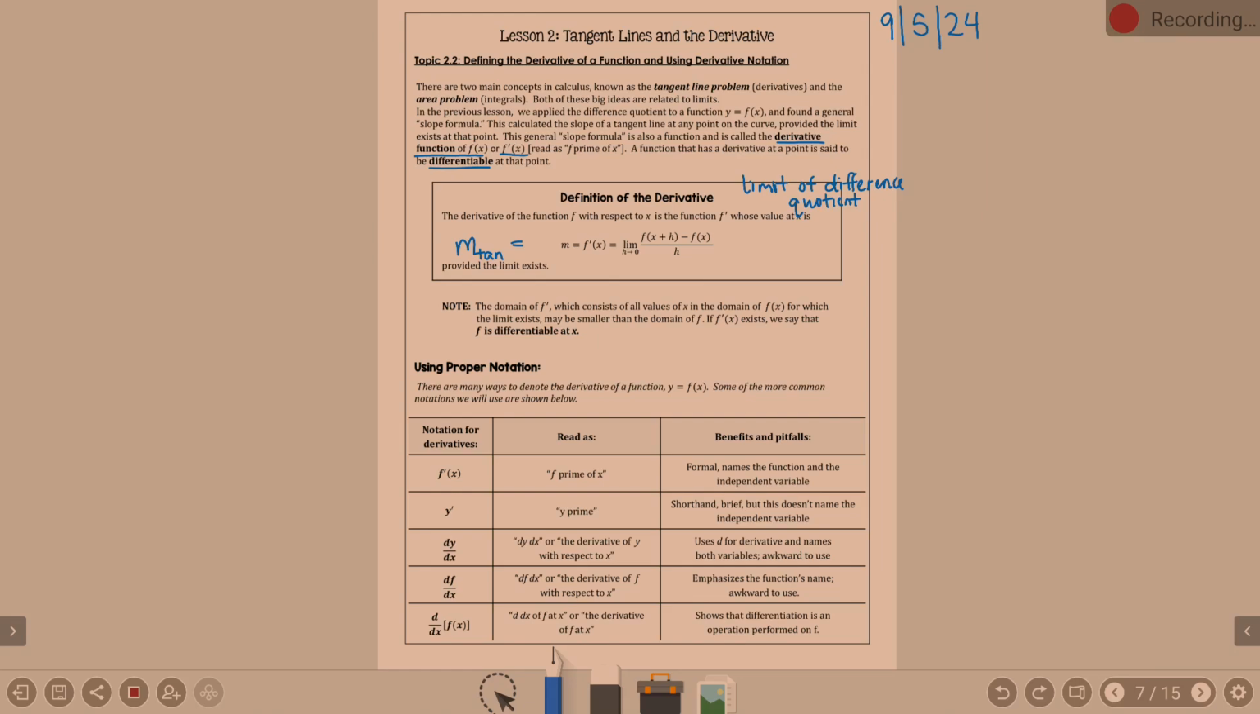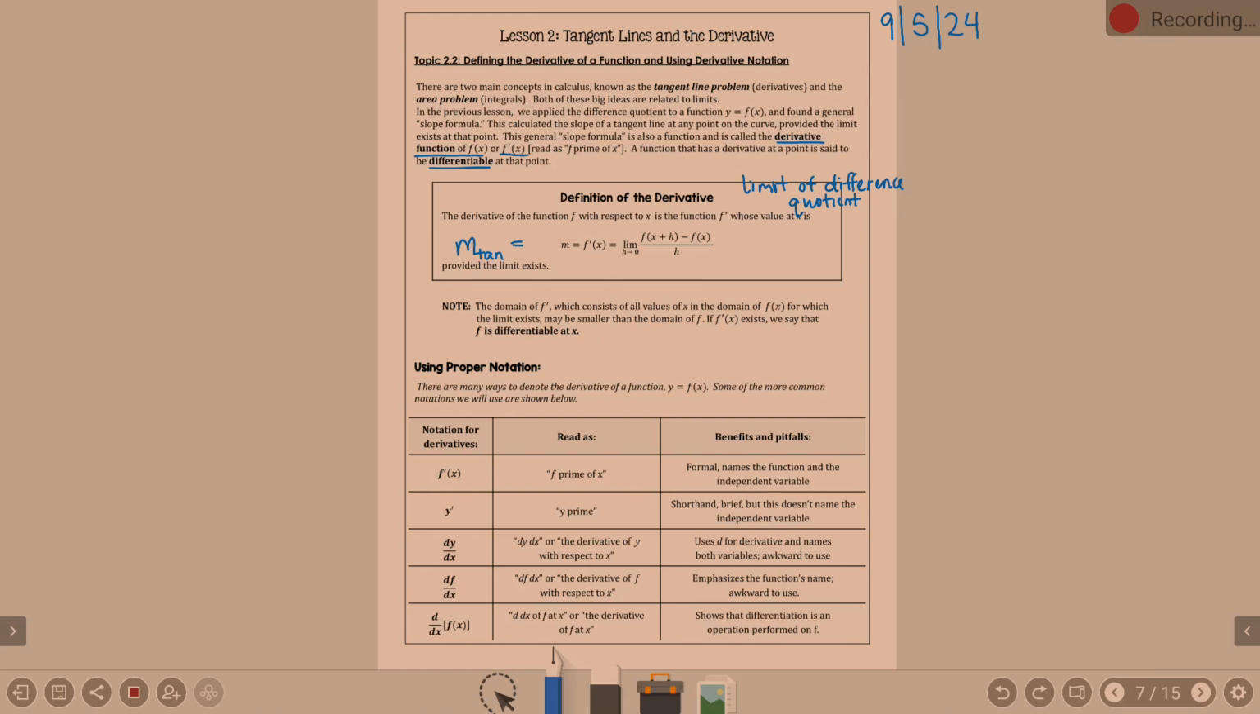A side note here: the domain of f prime, which consists of all values of x in the domain of f for which the limit exists, may be smaller than the domain of f. If f prime of x exists, we say that f is differentiable at x. So we'll talk a little bit about the domains as we go when necessary.